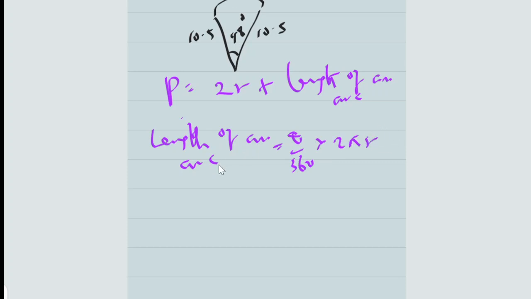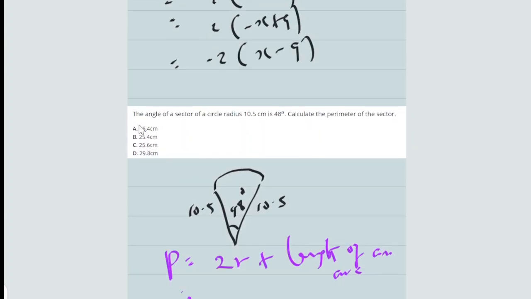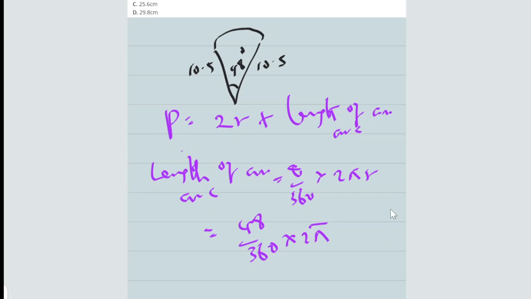So this will give me what? My theta is 48, divided by 360, multiplied by 2 pi. You can leave your pi like this. Let me see if they leave it in the answer. Okay, it is in decimal, so we are going to leave our whole answer in decimal. Multiplied by r, that is 10.5.